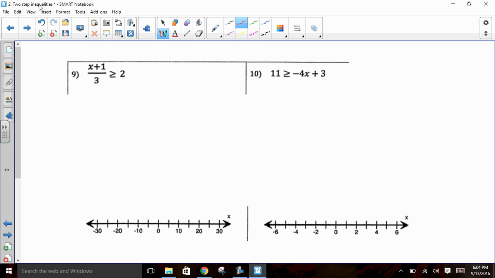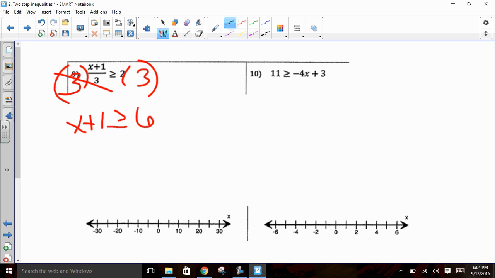All right, last two, we're going to go through these together. Number 9, if you notice, my fraction is underneath every single thing on that side. So I can go ahead and start by multiplying by 3. So I get x plus 1 is greater than or equal to 6, because 2 times 3 is 6. I can go ahead and subtract 1 from both sides. I have x is greater than or equal to 5.